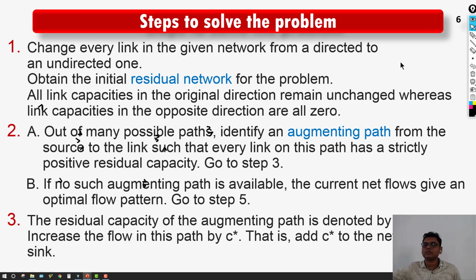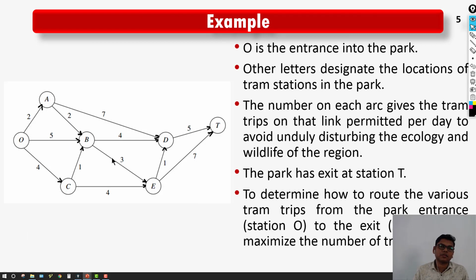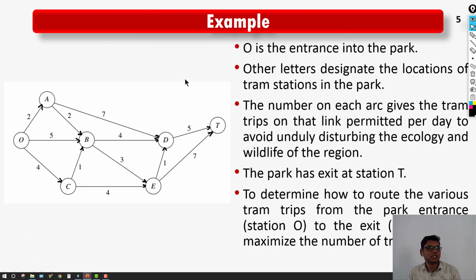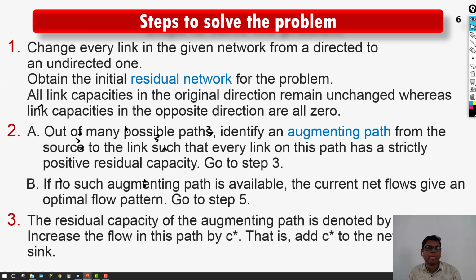Clear? So change every link in the given network from a directed to an undirected one. Okay, so first of all it is changed into undirected, but what is the change which is done? Obtain the initial residual network for the problem. Now this is a new term, that is residual network. So we have to find out the residual network. This is a network, obviously. From here you have to find a residual network.